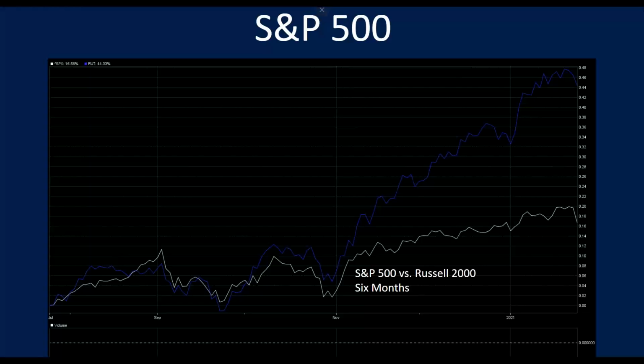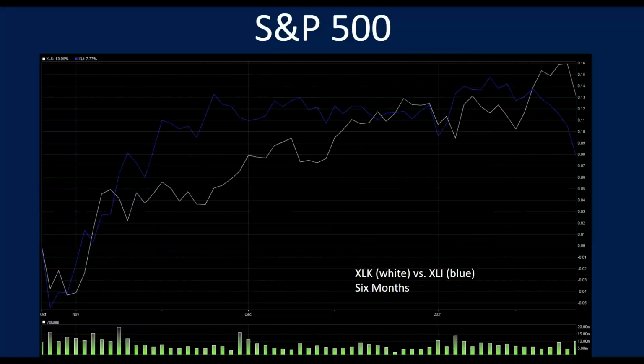And from here you can see small caps have actually been doing pretty well, even as the S&P 500 has been a lot slower to go. That's a sign of the rest of the market catching up to the big tech names that led the rally for most of the recovery through 2020.